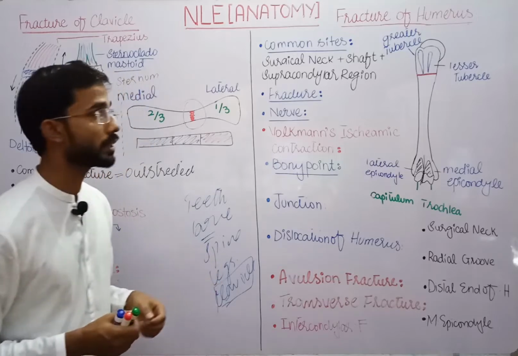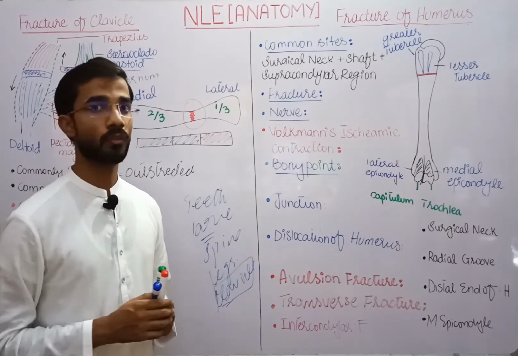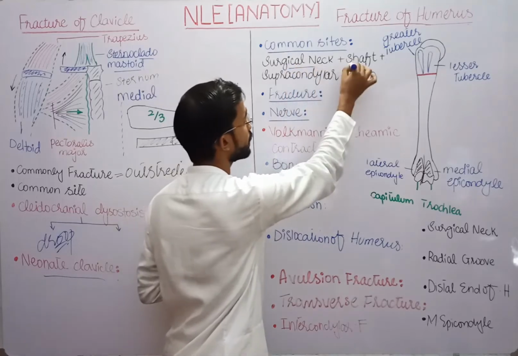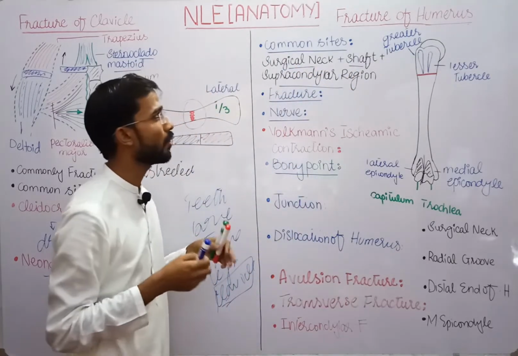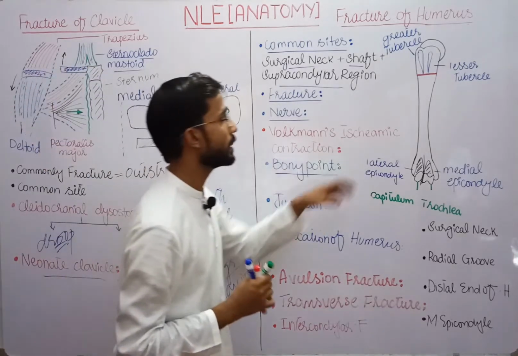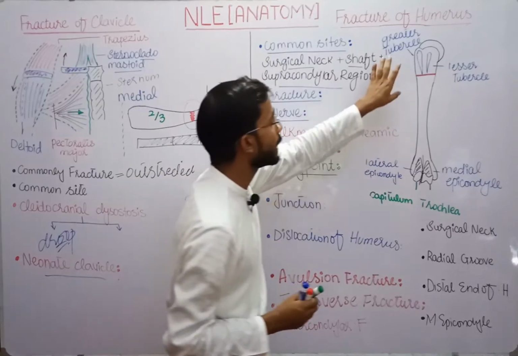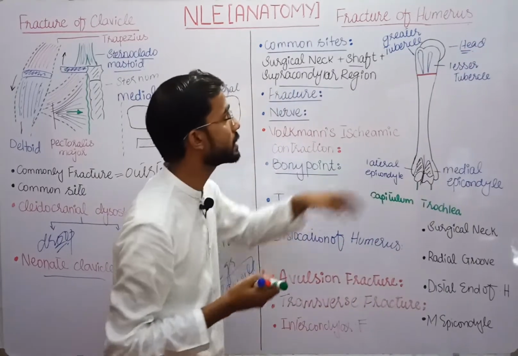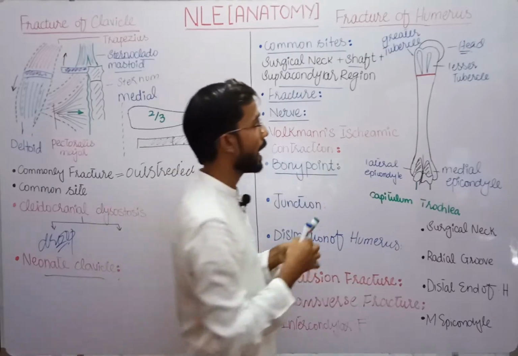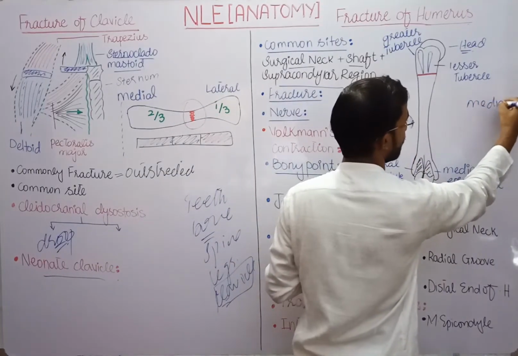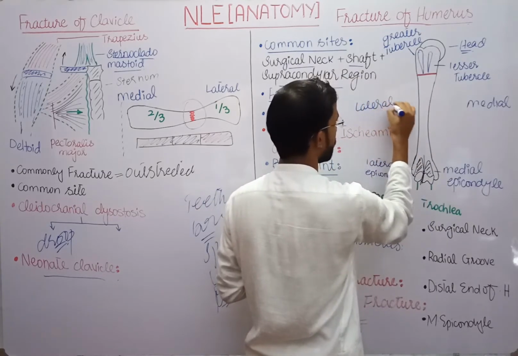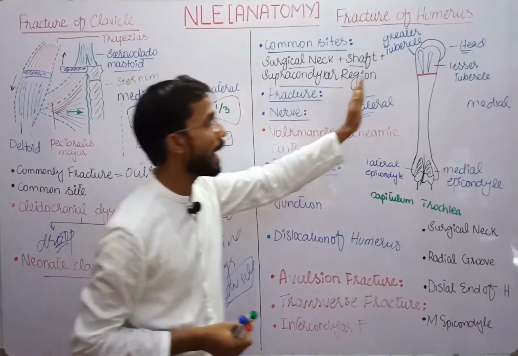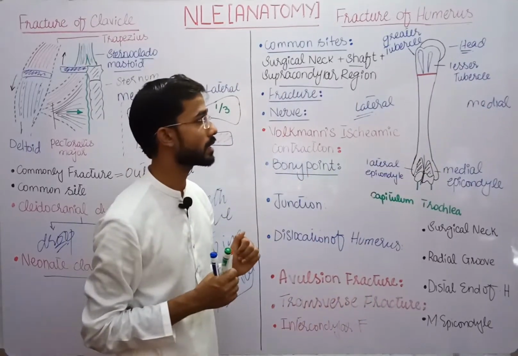Let's see fractures of the humerus. Common sites of fractures of the humerus are the surgical neck, shaft, and the supracondylar region. What actually are these terms? You can see the structure of the humerus. This is the head of the humerus, this is the greater tubercle, and this is the lesser tubercle. This is the medial side, and this is the lateral side, right? The greater tubercle is on the lateral side, and the lesser tubercle is on the medial side.